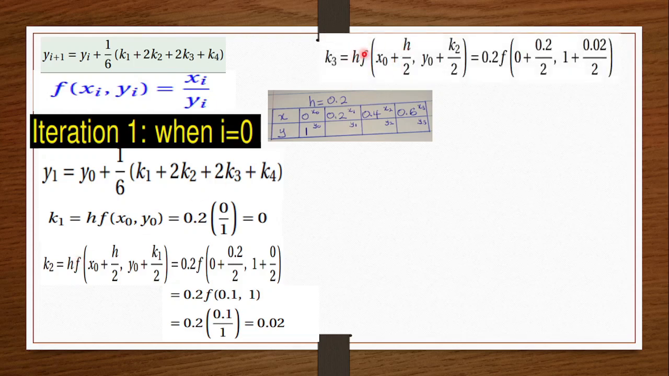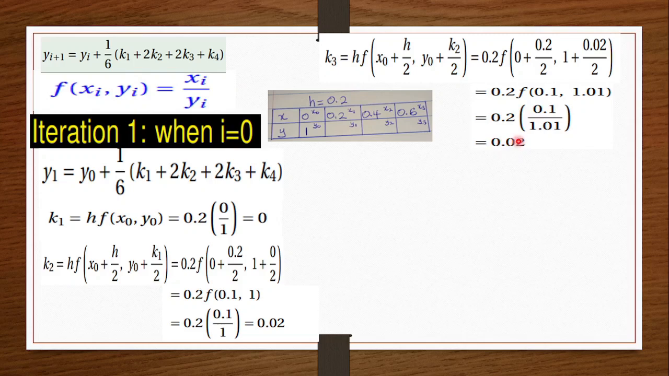Now next is to find our k3 value. For k3 too, there is a formula. We have the value for k2, we know x naught, we know h, and we also know the value for y naught. So we simplify that over here, we put the values inside here. Then again we simplify these two values so that we get a main function. Then we get 0.2, the function of this 0.1, and this 1.01. Then we divide them according to the formula that we have over here. Then when we do our multiplications, we get our k3 value to be 0.02.